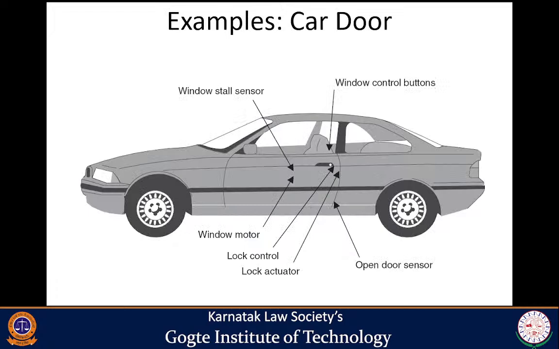Another example could be your car door. In a car door, you have various sensors present, like a window stall sensor, and the window control buttons. There are various motors for operating it, the lock control actuator, and the open door sensor. Actually all of this forms an embedded system. And in an automobile in particular, a huge number of embedded systems are present. The car door is just one among them.